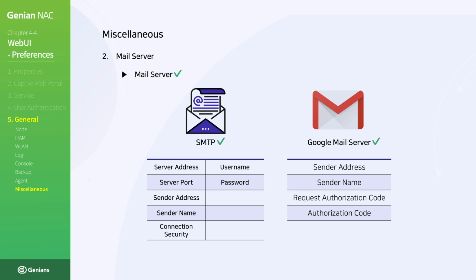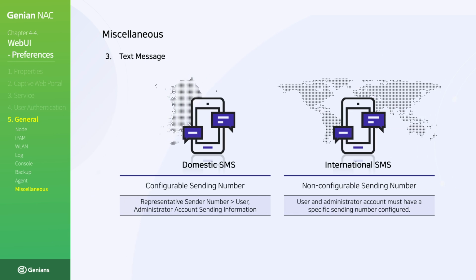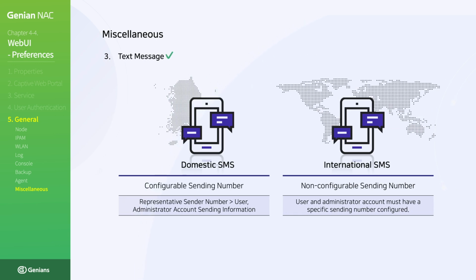The NAT IP for policy server setting is configured when the policy server is located behind NAT and requires a separate IP address for access. The mail server setting configures the mail server for sending emails to administrators and users. Standard email protocols, such as SMTP, can be used, and emails can also be sent through Google Mail Server authentication.